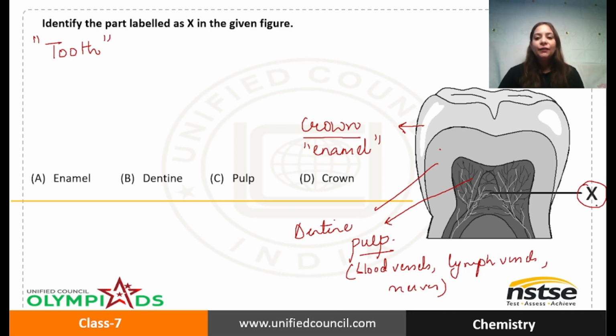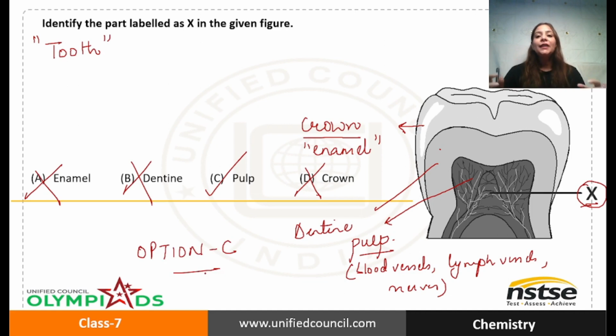So basically here we need to identify X. I think you got the answer. It is not enamel, it is not dentine, it is not crown, it is option C. That means it represents the pulp cavity which is very sensitive because it contains nerves, blood vessels, lymph vessels. So this is the part from where the entire tooth is getting the nutrients.